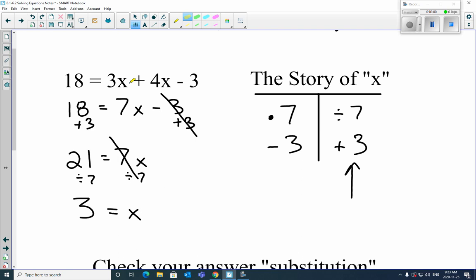So we have 18 equals 3x plus 4x minus 3. What we can do is take this 3x and this 4x and collect them first. Collect them into this, and so 3x and 4x is just 7x. So our next line is 18 equals 7x minus 3.